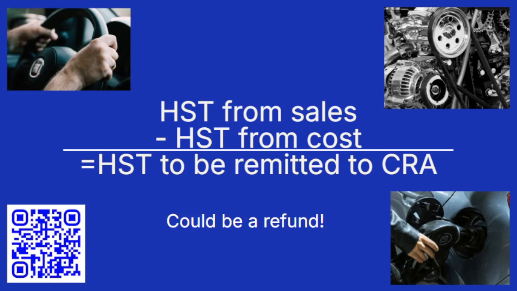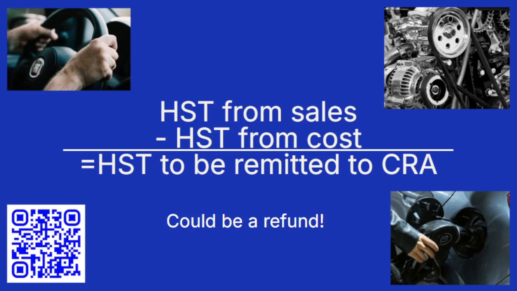So let's say you're an Uber driver, and you're going to be accumulating sales. The client's going to pay you through Uber, and the client has been charged the HST. So that's the HST from sales. As the driver, you spend money on licenses, mechanical repairs, gas, meals, and so forth. And these items are going to have HST in it. And so you have to deduct this from the HST that you charged the client. So the net amount is the amount that you remit to CRA.